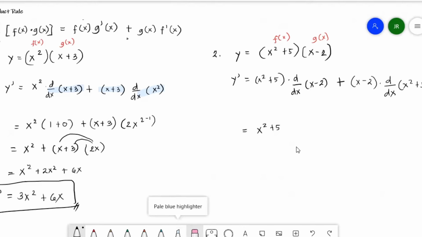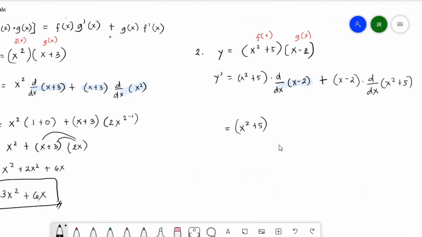Then kunin natin yung derivative ni x minus 2. Okay, so again, derivative of x minus 2. Derivative of x is 1, then minus derivative of 2 is 0. That is constant. Okay, so plus x minus 2, copy lang natin ulit. So x minus 2. Then kunin natin yung derivative ni x squared plus 5.